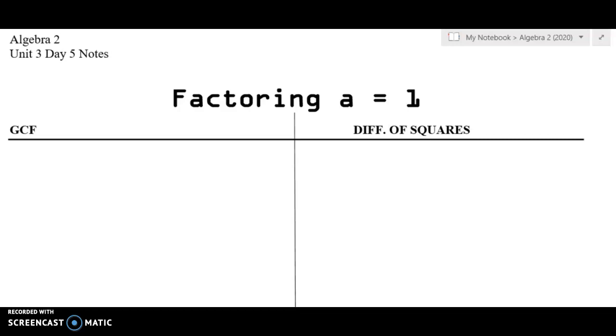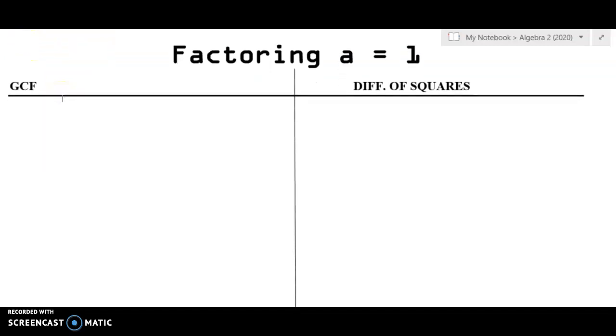Hi everyone, we are on Unit 3 still. We're on Day 5 notes, and the title for the notes today is Factoring, where A is equal to 1. So we're going to spend a couple days on factoring. We're going to learn multiple types of factoring. We already did difference of squares. Today we'll do something else, so we'll just keep adding to this topic.